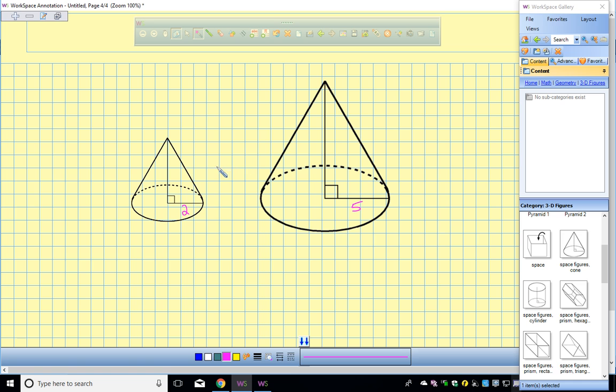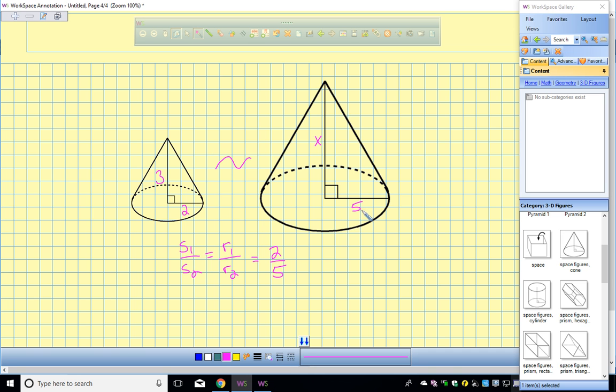Let's just say that they're similar, and the ratio of their sides, side 1, which is the same as radius 1 to radius 2, is equal to 2 to 5. Well, let's just make this one. If this is 3, what would this be? How would I figure that out?